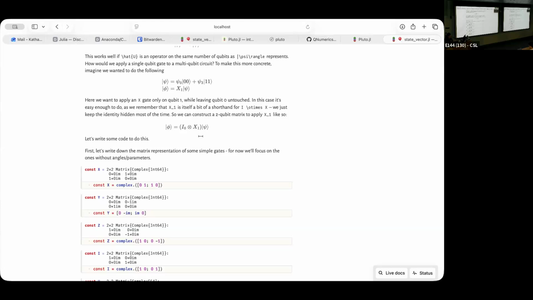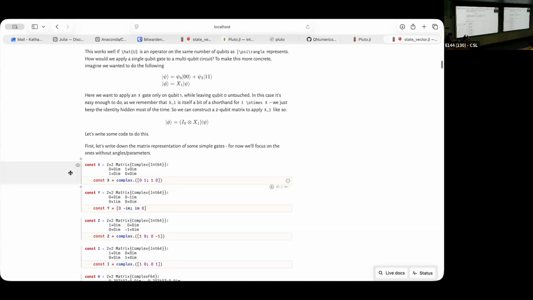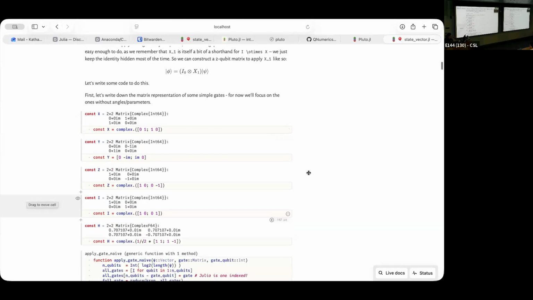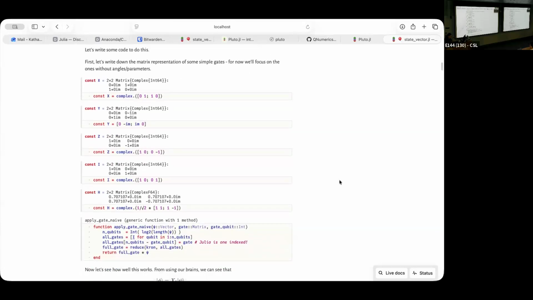Okay, so we can write some code to do this. I have some examples here. First, we can write down the matrix representation of these simple gates. We're going to focus on the ones that don't have angles or parameters in them, just for simplicity, although we can add that in later. So we'll go through the Pauli basis, X, Y, Z, and I, and then we'll add in the Hadamard as well.